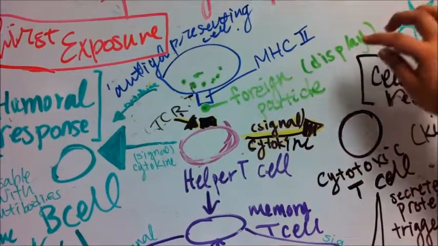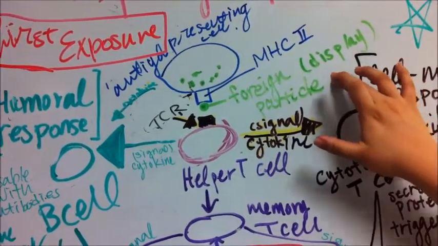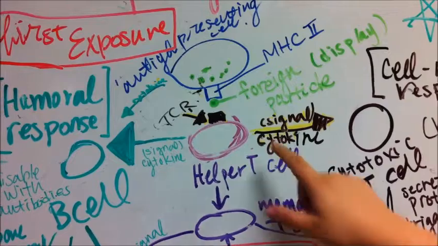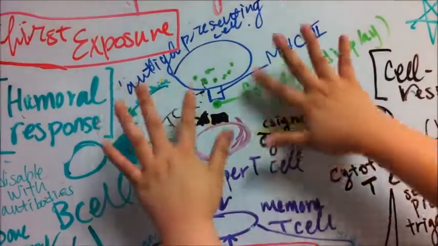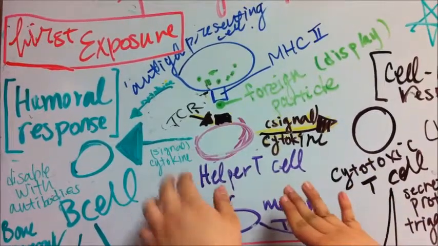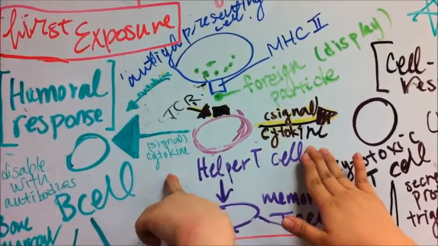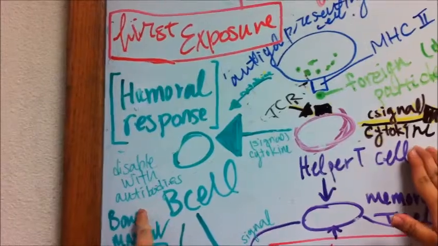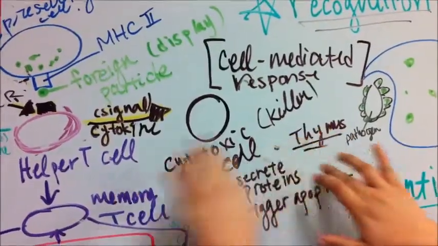After the MHC presents that foreign particle, the TCR, the receptor on the helper T cell, would feel around this foreign particle and recognize it's not normal, and it will release a signaling molecule called a cytokine to both the B cell, which is produced in the bone marrow, and the cytotoxic T cell, which is produced in the thymus.